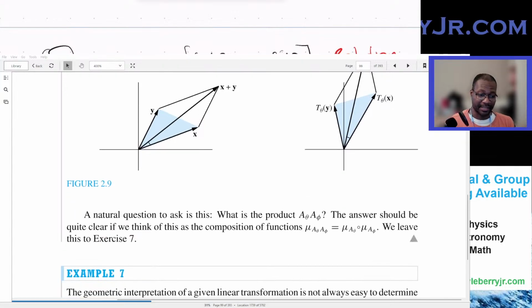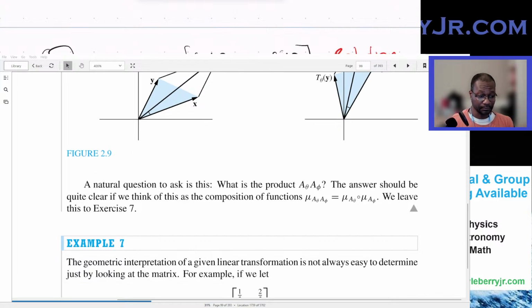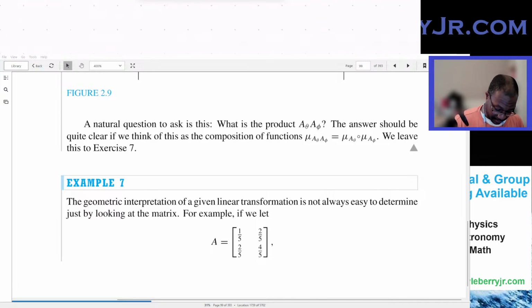The natural question to ask is this: what is the product of a theta, a phi? The answer should be quite clear if we think of this as a composition of functions. Mu a theta a phi equals mu a theta composed with mu a phi. Leave this to exercise 7. Okay, so example 7.